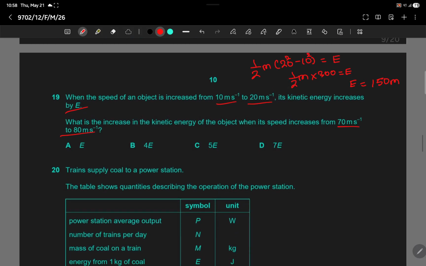Right. Now what about the second equation? Half m times 80 squared minus 70 squared. Let's consider this. We don't know what this is exactly. Let's consider this E as well. It won't be E, but like 80 squared minus 70 squared, times half.